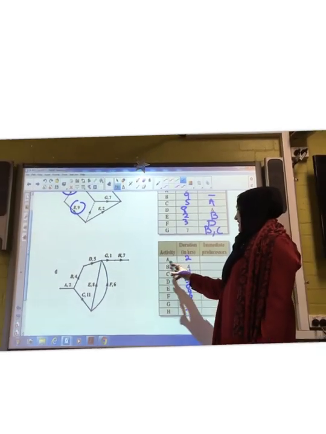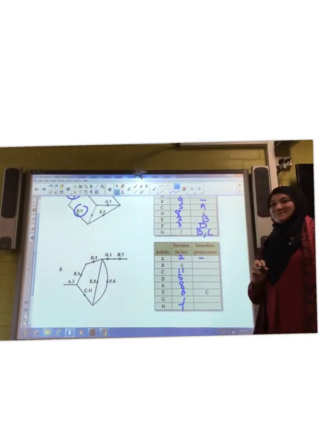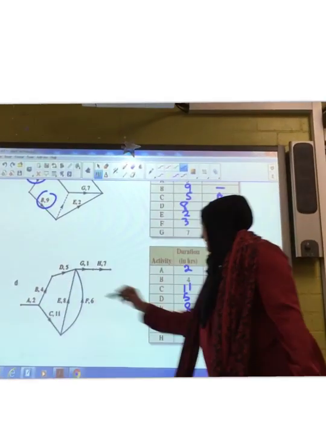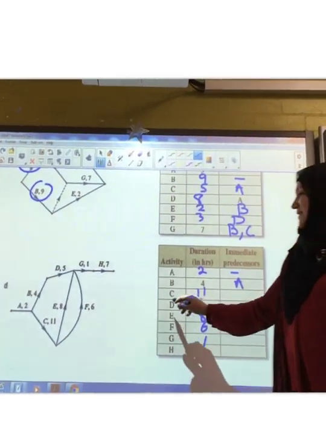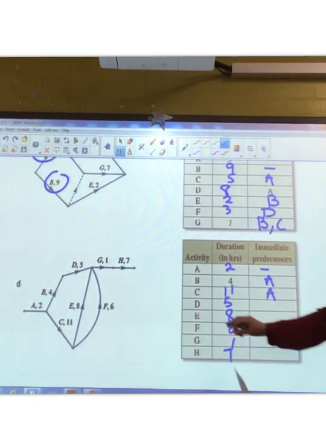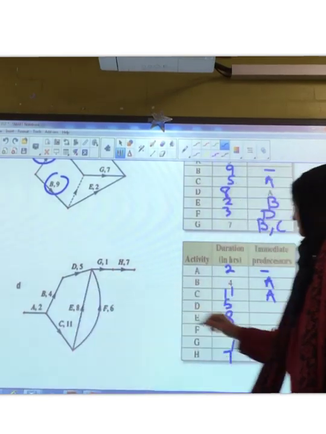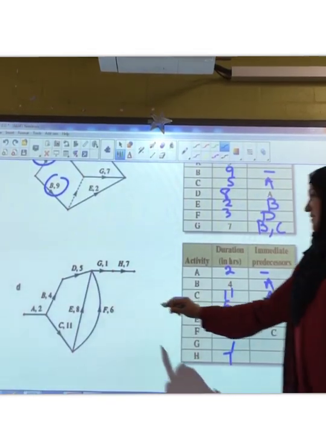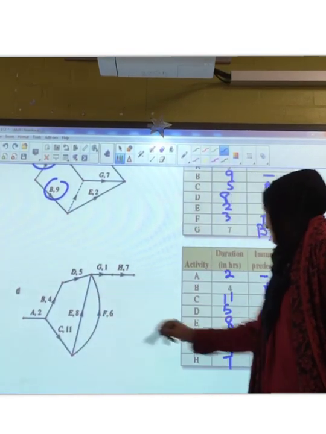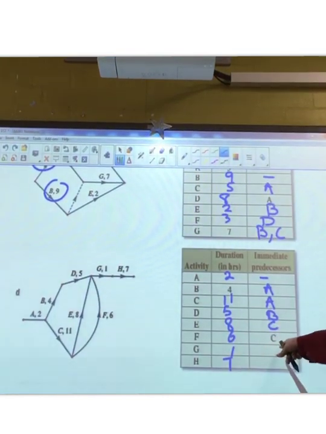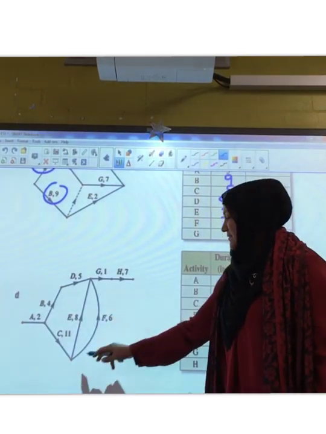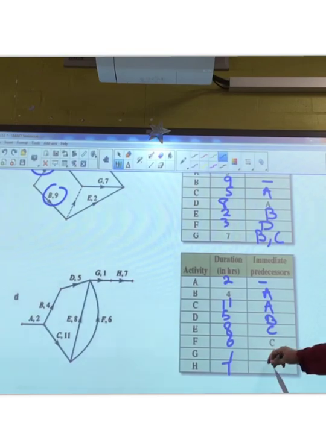Alright. A is the beginning, so nothing. B is from A. C. Predecessor of C, again A. D, coming from B. E is coming from C. F, they gave us C. Is that right? Yes. Coming from C, which is true.